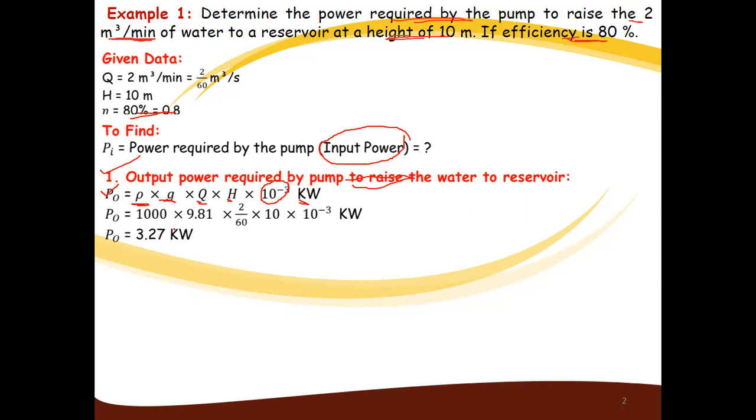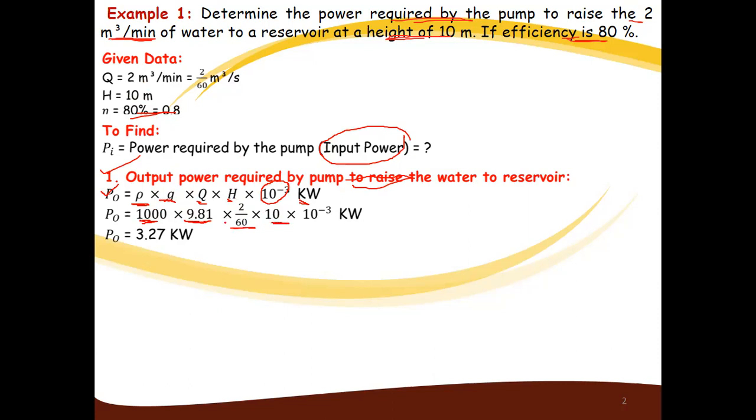So we have to put the values, that is 1000 is the density of water. If it is not given in the problem, we know the density of water is 1000. Then G, we know the value of G, 9.81 meter per second square. That is nothing but the gravitational acceleration. Now we have Q, that is 2 by 60. It should be in meter cube per second. Then H, height, 10 meter, it should be in meter.